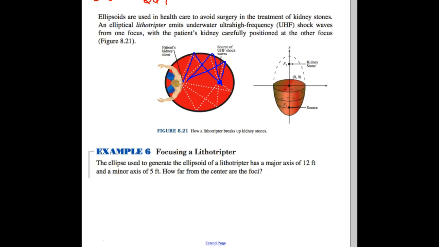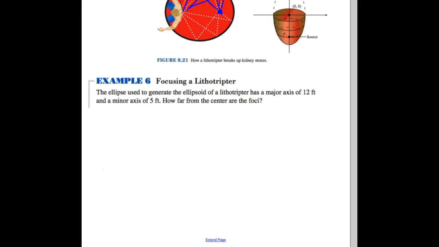All right, let's see what you did. What was your first step? Finding a and b. Okay, so how did we figure out a? 2a was 12, so a has to be 6. And then they said 2b was 5, so b was 2.5. Okay, then what did you do?